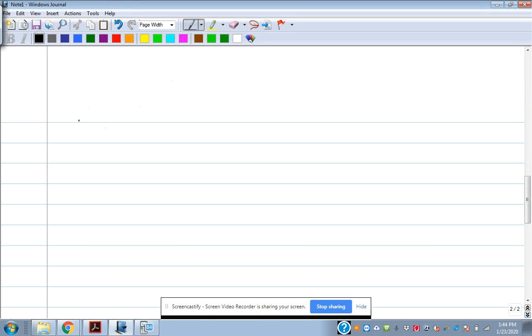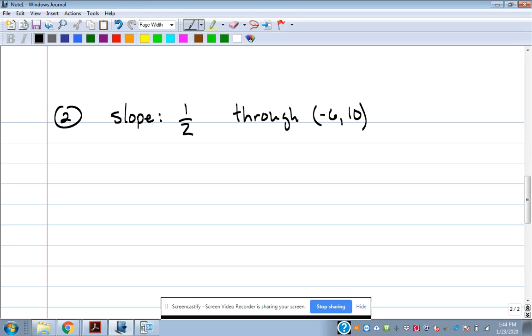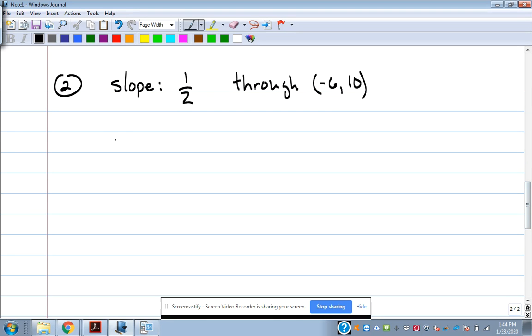Let's do another one. Let's say they give us a slope that's a fraction this time, 1/2. And say it goes through -6, 10 is our ordered pair. So point slope, and I'm just going to abbreviate that PS there. So y minus what? 10 equals 1/2 x minus -6.